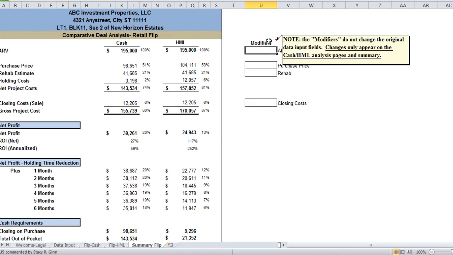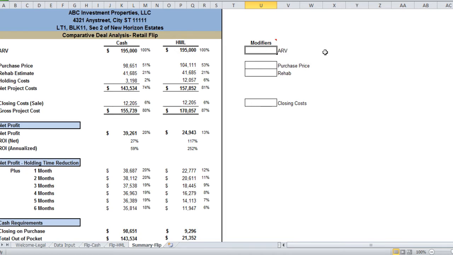It is not a big problem, but just an aspect of the program you want to understand if you start using it. The main reason for having the modifiers is to save you time when trying to see how best to structure your deal and how different factors might change the evaluation of the deal and how that impacts it in the end. I'll now demonstrate that just for example purposes.